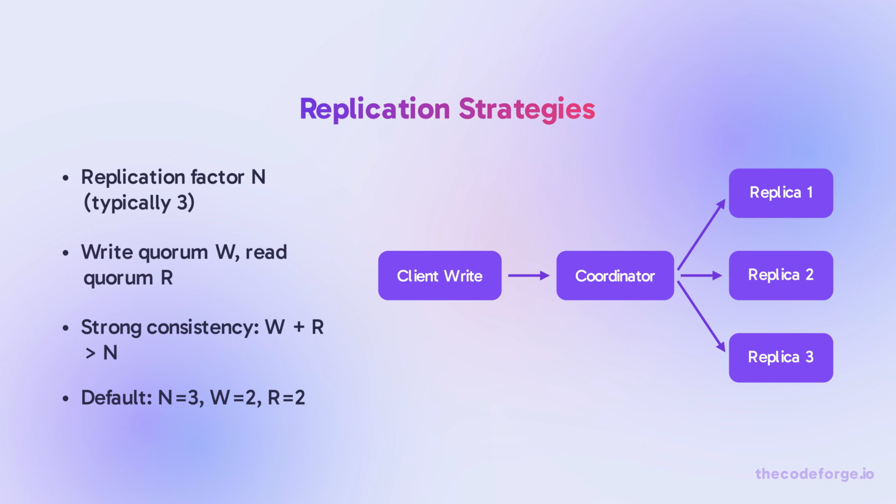Replication is your safety net against node failures. Choose a replication factor n, typically 3. For each write, you need W acknowledgements. For reads, you need R acknowledgements. The formula for strong consistency is W plus R greater than n in production. I default to n equals 3, W equals 2, R equals 2.